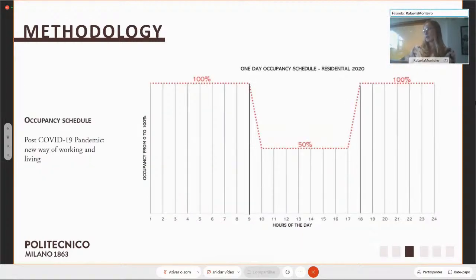It's important to highlight the occupancy schedule was changed from the previous one, because before the COVID-19 pandemic, we all assumed that we leave the house to work during the entire day. So now we are considering the scenario after the pandemic, where maybe we account for some working from home, so we have 50% of occupancy from 9 to 6 p.m.